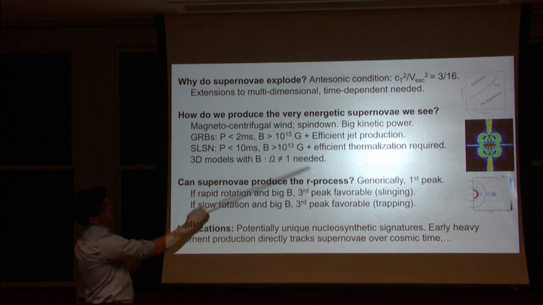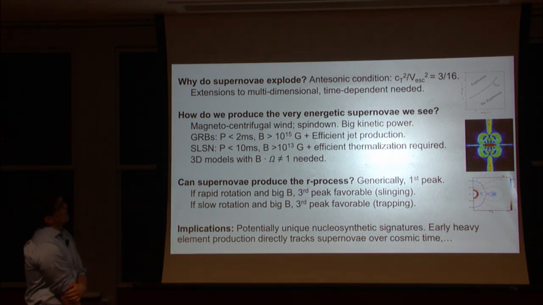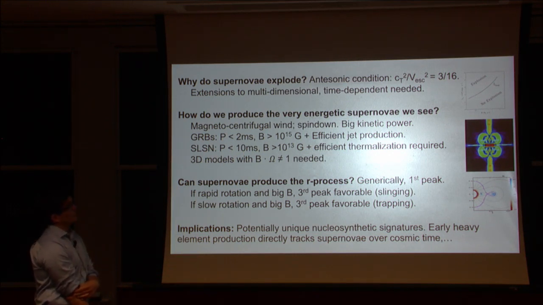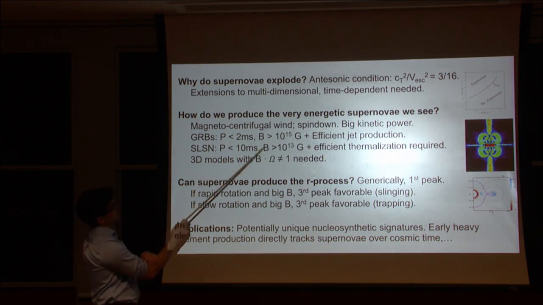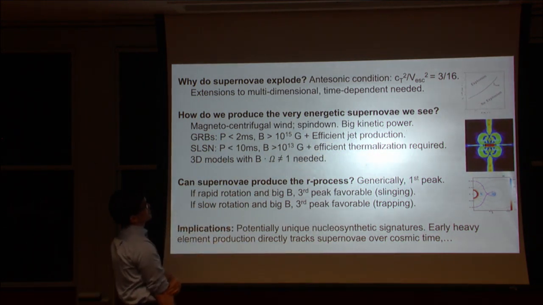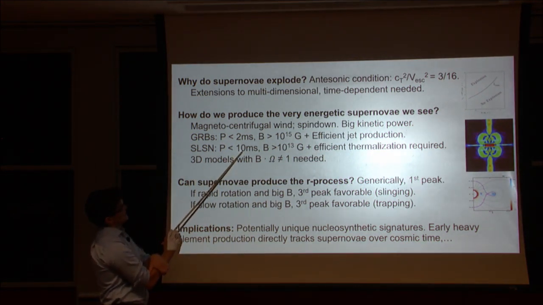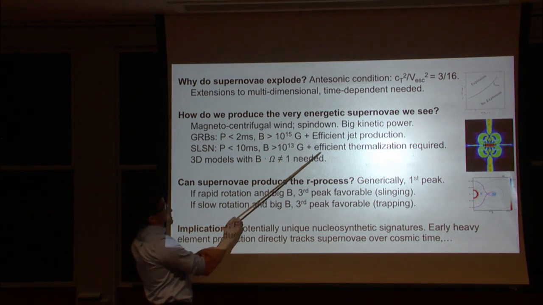So how do we produce the very energetic supernovae we see? I think you do it with this magnetocentrifugal wind. I think you get spin-down. This is the original idea by Schatzman. You get big kinetic power. For GRBs, you need 2 milliseconds and 10 to the 15 Gauss plus efficient jet production. For superluminous supernovae, you need P less than 10 milliseconds, B bigger than or around 10 to the 13 Gauss, and efficient thermalization required.